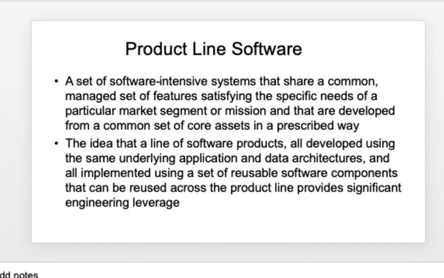Then you have the product line software, which is a set of software intensive systems that share a common set of features that satisfy specific needs of a particular market segment. They are all developed using the same underlying application, the same architecture, and they are all implemented using a set of reusable components that you can reuse across the product line, and that is what is called the product line software.